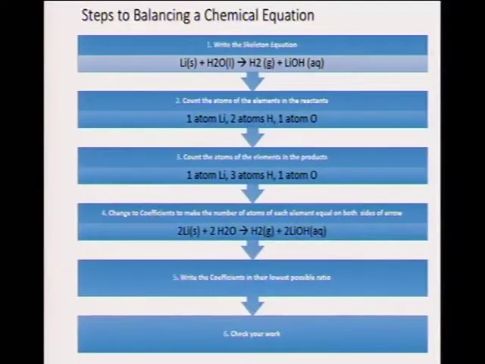So if we look, we can change here. We were having 3 atoms of hydrogen. Then we can make them 4. To make them 4, we can put 2 in front, then we have 2 hydrogen, and then we have 4 hydrogen on the reactants, and then we have 4 hydrogens on the products. For hydrogen gas, we have 2 plus the 1 in lithium hydroxide. There is also 2 hydrogen. We put the coefficient in front there, then they become 4. Write the coefficients in the lowest possible ratio, and then you must check your work.